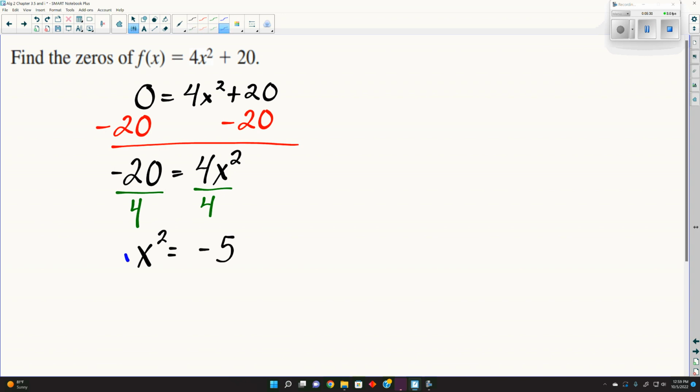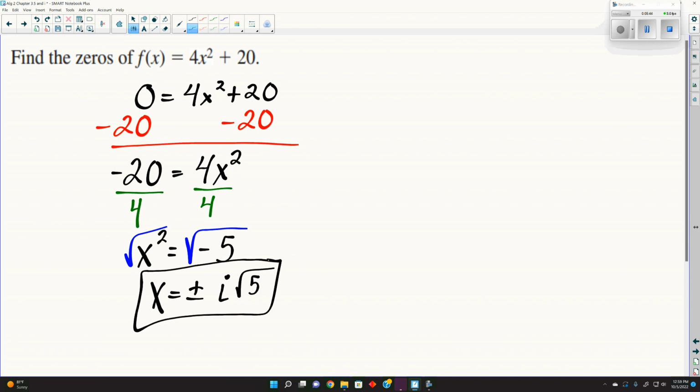Right, then we take the square root of both sides. The square root of x squared is x, equals plus or minus, the negative would come out as square root of 5. And that's it.